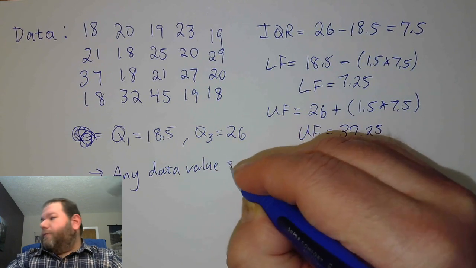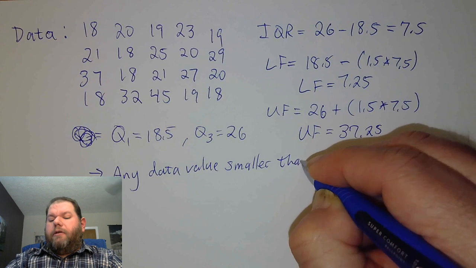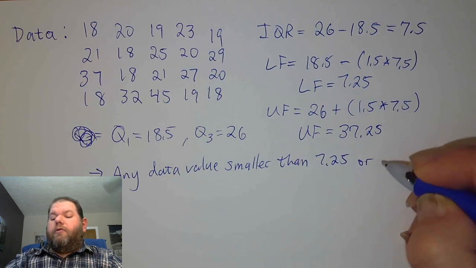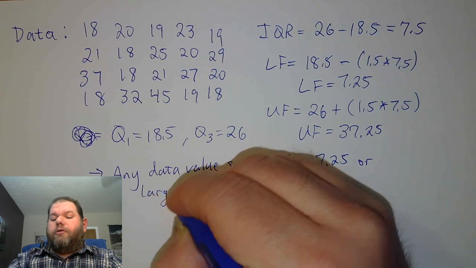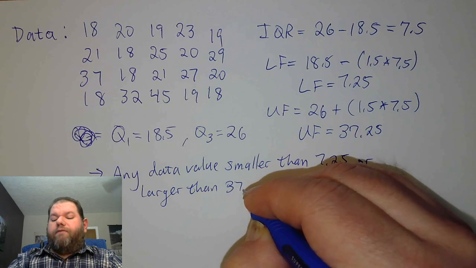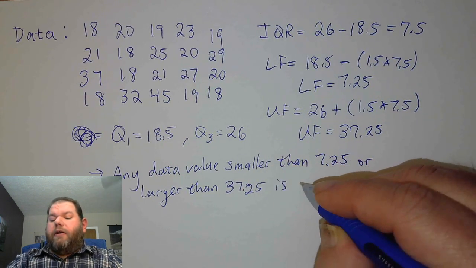So any data value smaller than 7.25 or larger than 37.25 is an outlier.